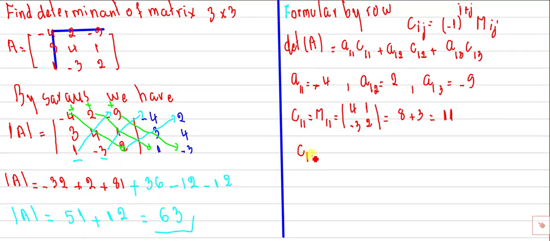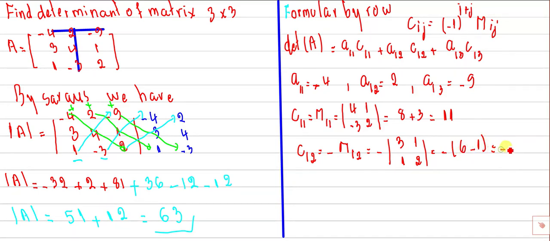Now I get C12. C12, 1 plus 2 is 3, so it is minus M12. M12 is row 1 and column 2, so we omit row 1 and column 2. Now we get M12 is 3, 1, and 1, 2, which is equal to 6 minus 1, equal to 5. So C12 is minus 5.